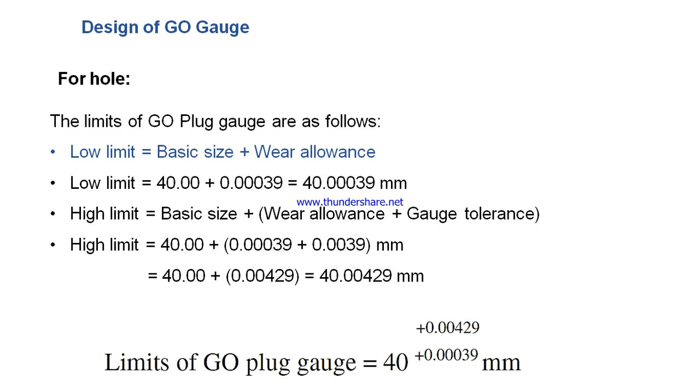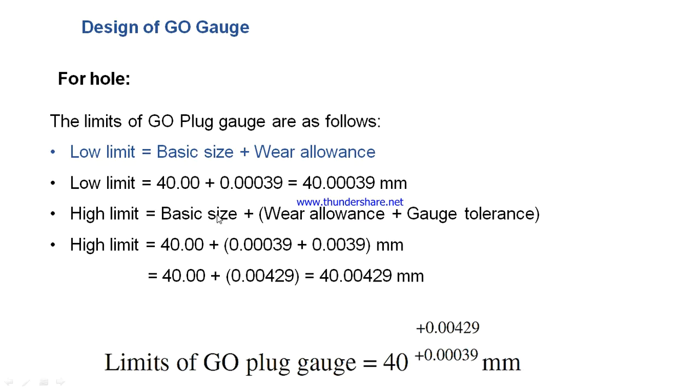We have just found out the upper limit and lower limit for both shaft and hole. And then we go for the design of gauges. For hole, the go plug gauges are as follows. Lower limit is equal to basic size plus wear allowance for go gauge. So lower limit is equal to 40.00039 mm. Higher limit is equal to basic size plus wear allowance plus gauge tolerance. So higher limit is equal to this particular 40.0049 mm.